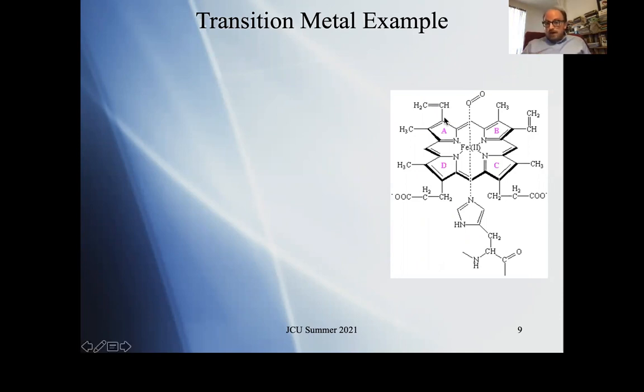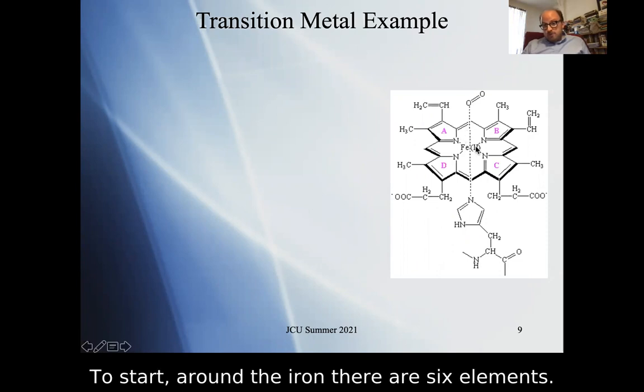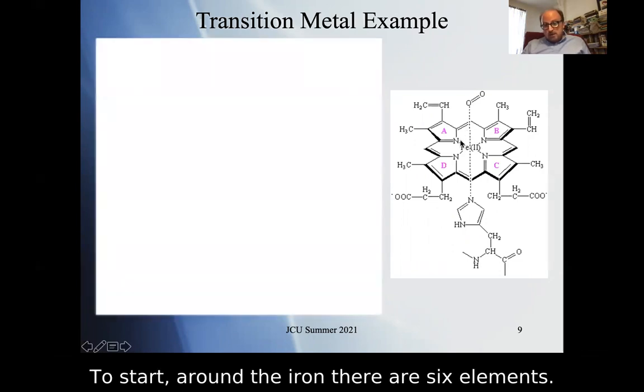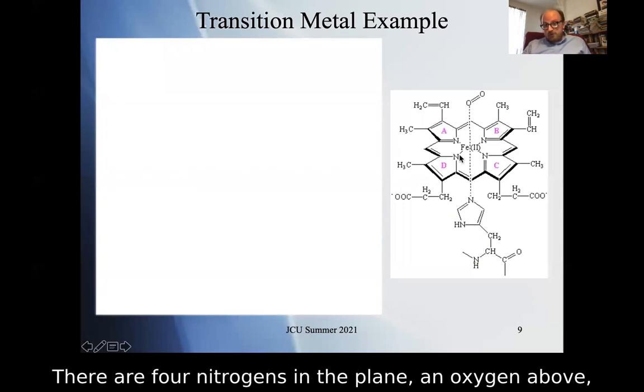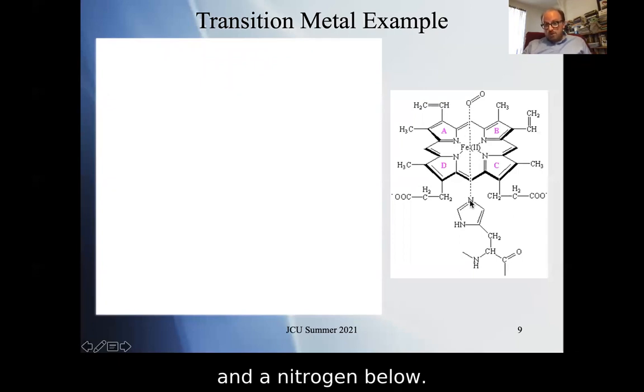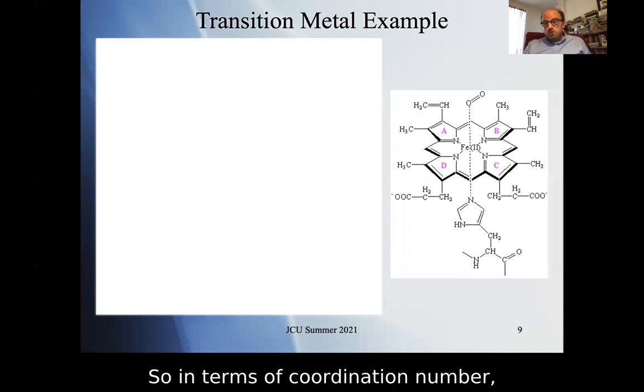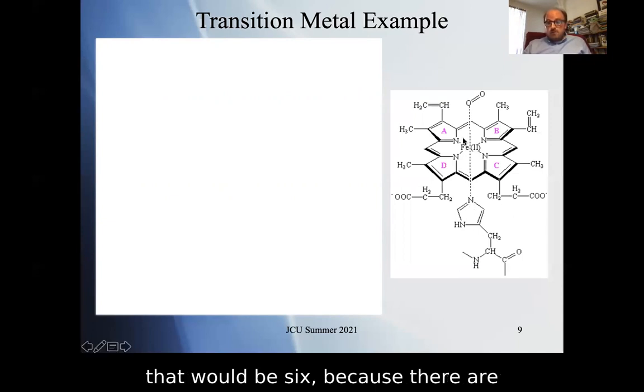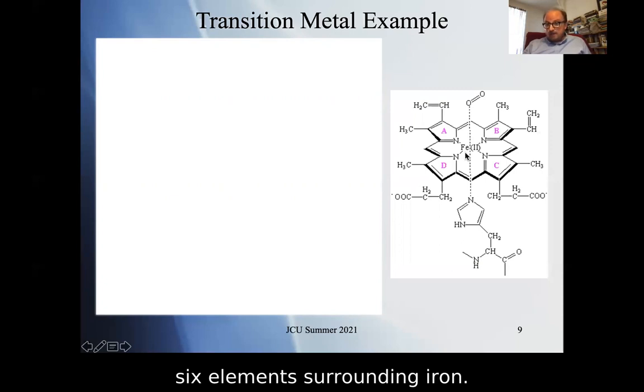Okay. So to start with, around the iron, there are 6 elements, right? There are 4 nitrogens in the plane, an oxygen above and a nitrogen below. So in terms of coordination number, that would be 6, because there are 6 elements surrounding iron.